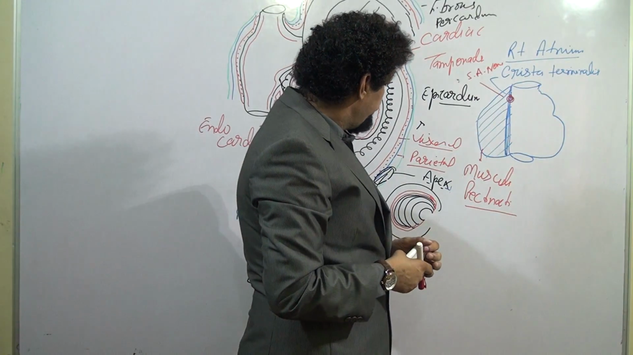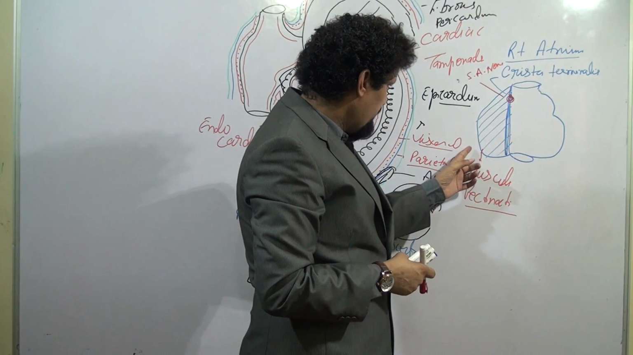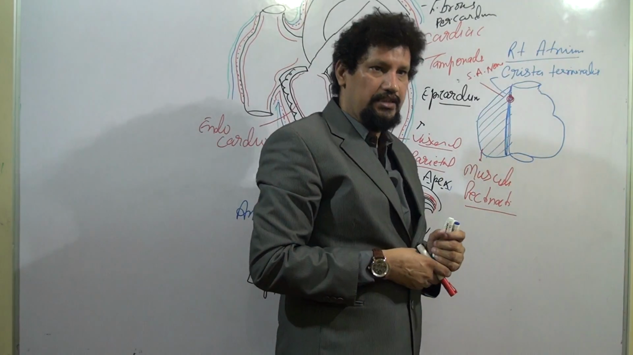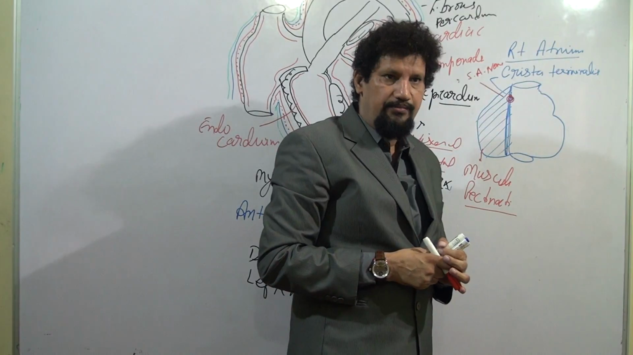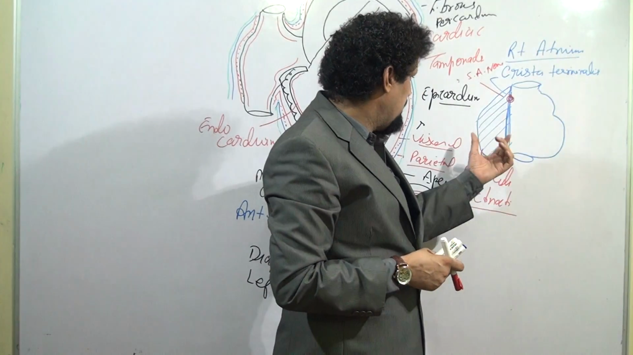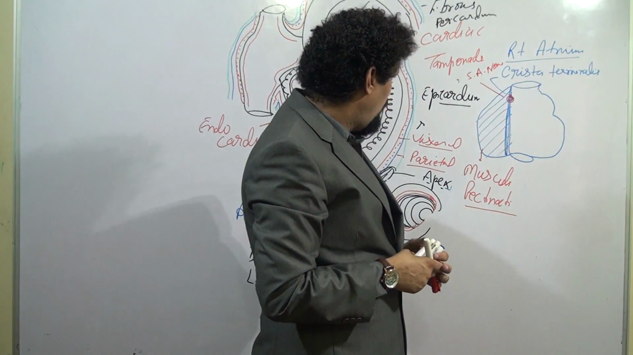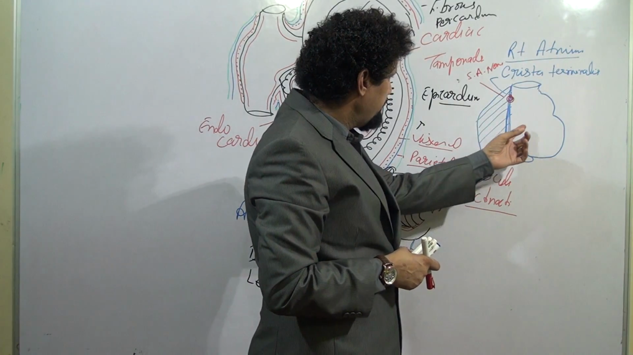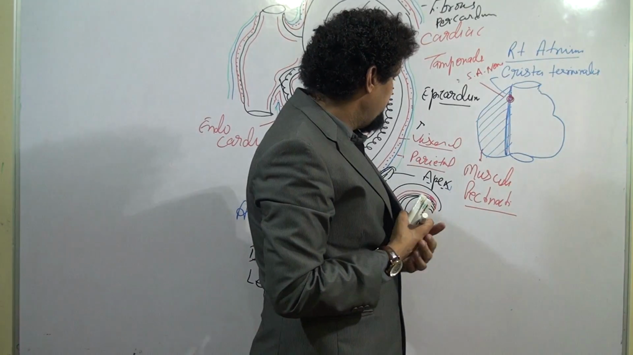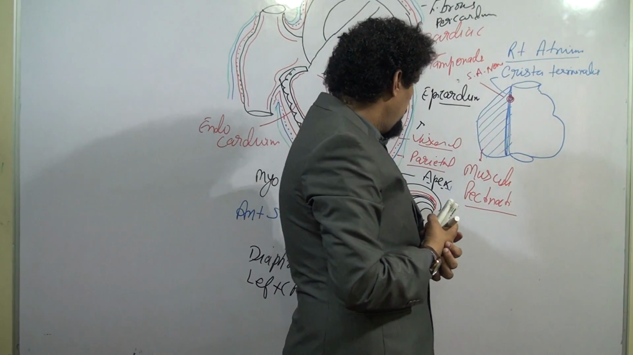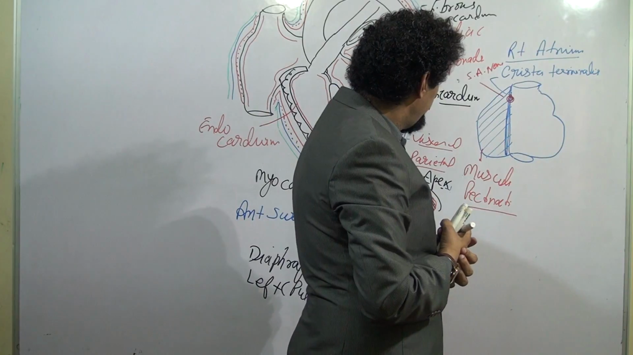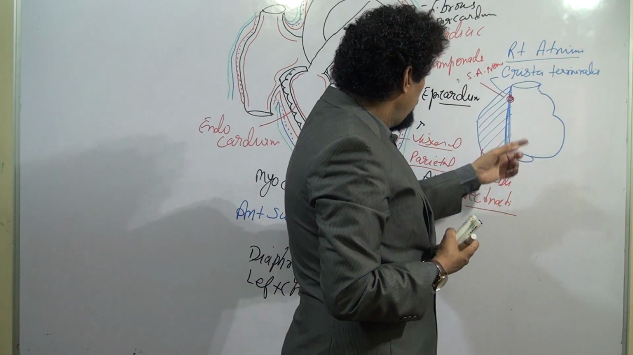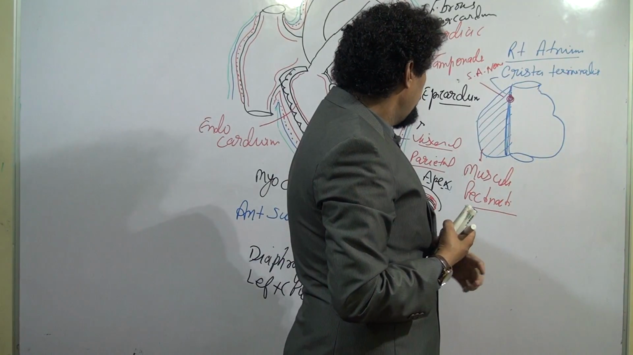This part develops from the embryonic sinus venosus. This rough part is developed from the sinus venosus, and this part, which is smooth, developed from the right part of the primitive atrium.